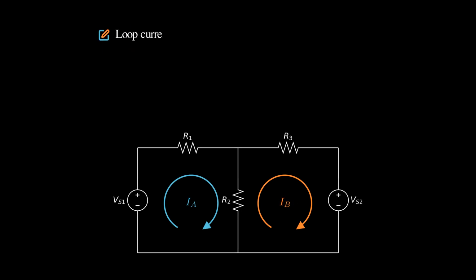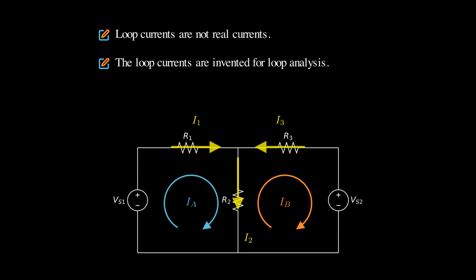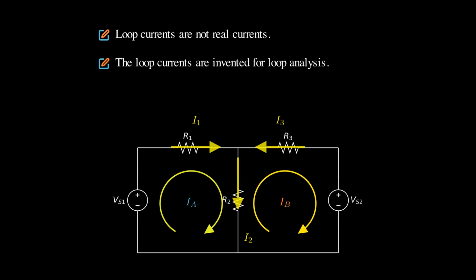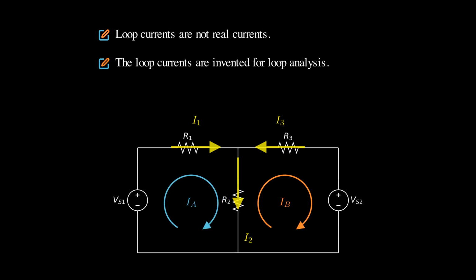Note that loop currents are not real currents. The real currents are on the branches, I1, I2, and I3 in this example. The loop currents are invented for loop analysis. Once they are solved, we can find the real currents. For example, IA is the only loop current going through the first branch, therefore, I1 equals IA. Similarly, IB is the only loop current going through the third branch, therefore, I3 equals negative IB.